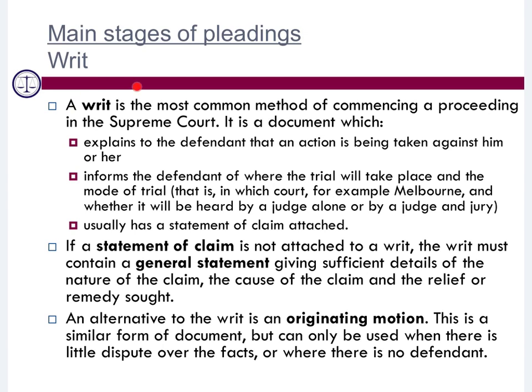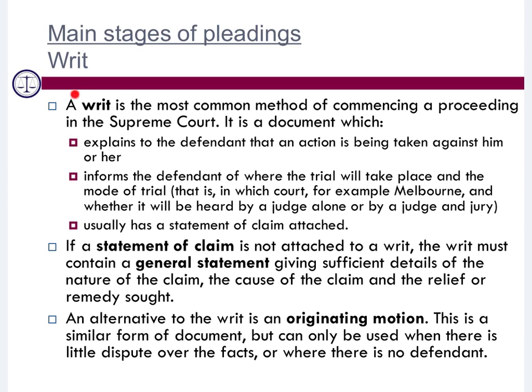A writ is the most common method of commencing a proceeding in the Supreme Court. It explains to the defendant that an action is going to be taken against them. It informs them where the trial is going to take place and what sort of trial it's going to be. In other words, is it going to be a judge or a jury trial? And it will normally have a statement of claim attached to it. If it doesn't have a statement of claim attached, it will usually, however, have a general statement which gives enough details about the claim for the defendant to know what's going on.